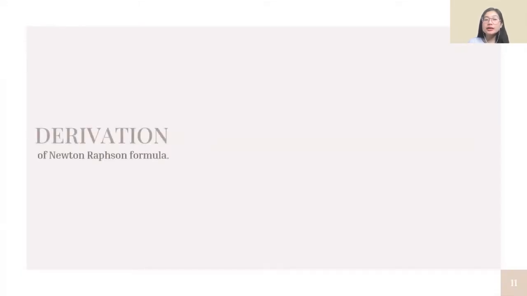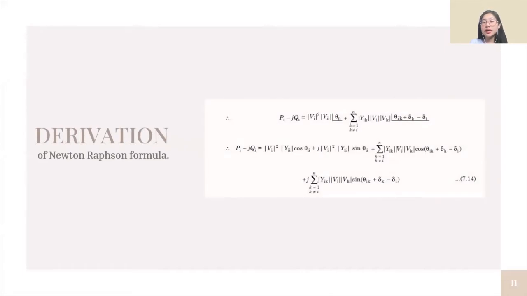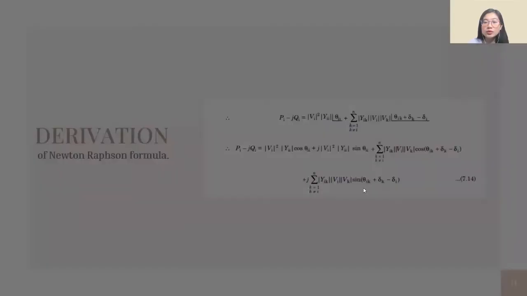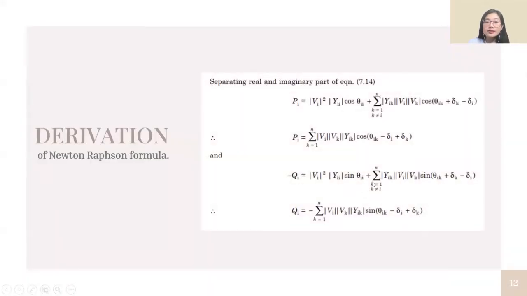So as for the derivation of the Newton-Raphson formula, as we said, we are to input those values that we set into the formula, after which we are just to expand it. After the expansion, we arrive at a simplification wherein we have to separate the real and the imaginary part of the latter formula, wherein pi is equal to this formula.